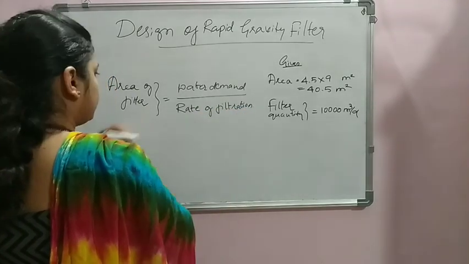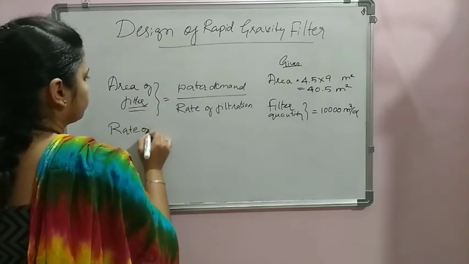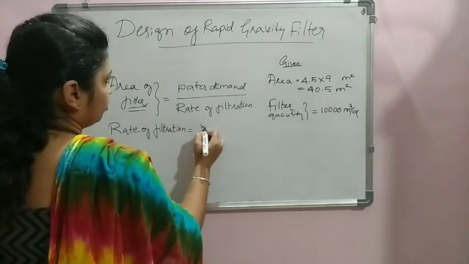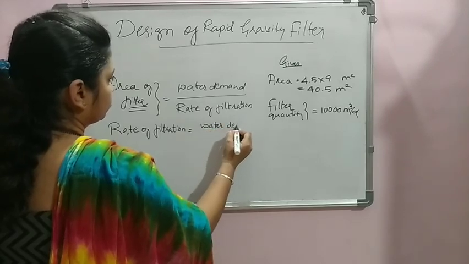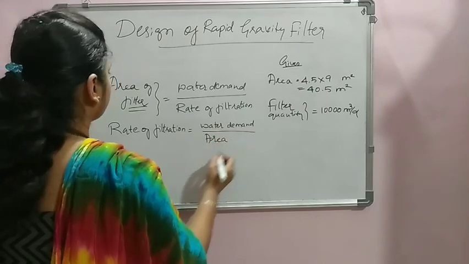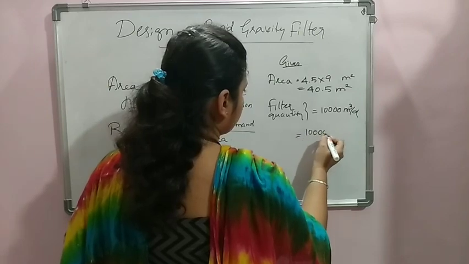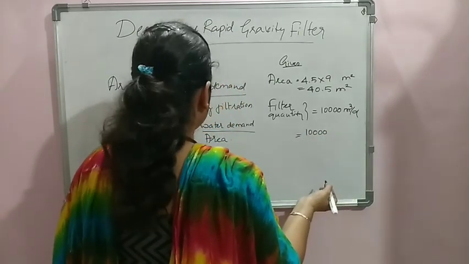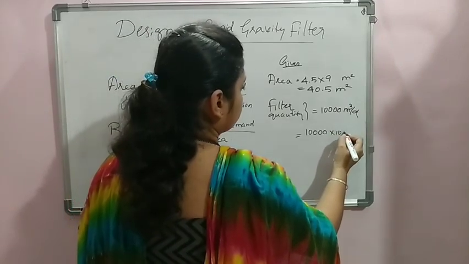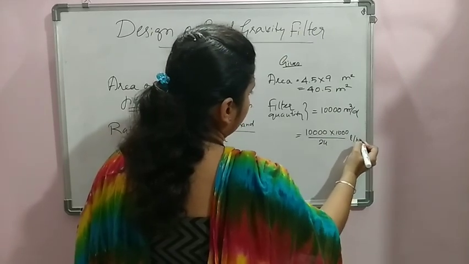So by making use of this, let us find out, since area is given in the question. So rate of filtration is equal to water demand divided by area. Okay. So water demand is given as 10,000 meter cube per day. So let us make it as 1000 divided by 24. So it comes to be liters per hour.